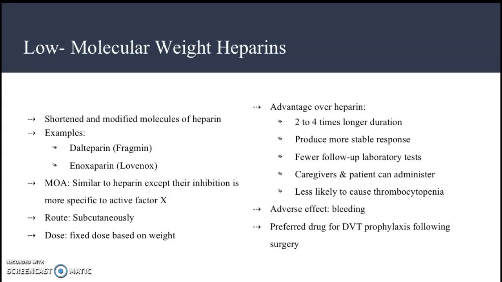An advantage of low molecular weight heparins over regular heparin is that they are 2 to 4 times longer in duration, produce more stable responses, have fewer follow-up laboratory tests required, and caregivers and patients can administer them themselves. In addition, they are less likely to cause thrombocytopenia. Some adverse effects include bleeding, but they are still the preferred drug for DVT prophylaxis following surgery.